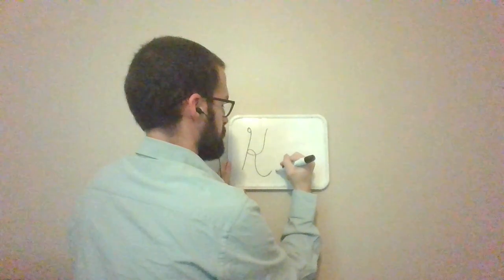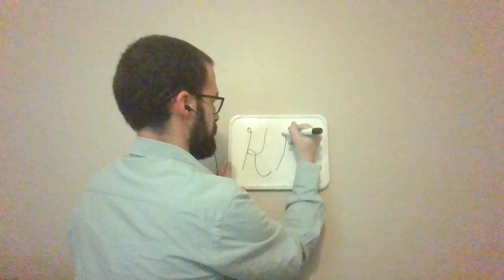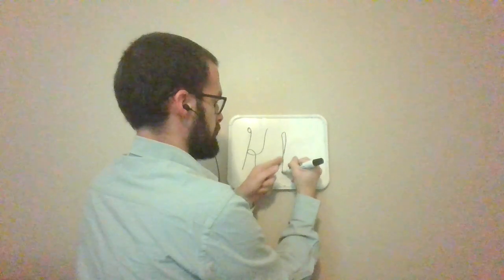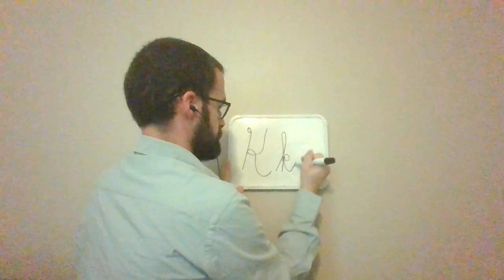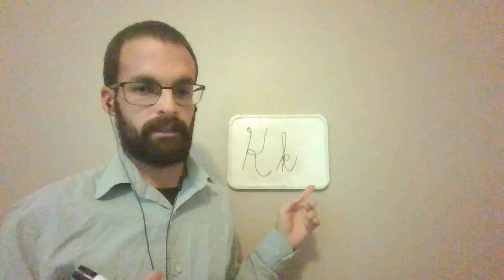For the lowercase k, we'll start at the bottom, up and over. And then we're going to meet right back here in the middle. Make a little circle. And there you have yourself a k.